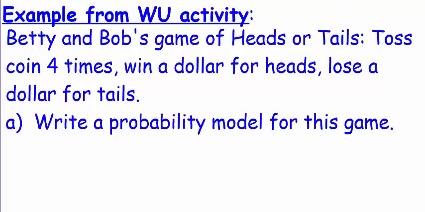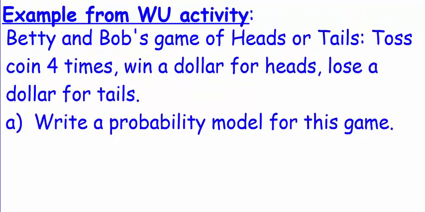All right, so if you recall from last class, there was the problem with Betty and Bob's game of heads or tails. And you toss the coin 4 times, you win $1 for heads, lose $1 for tails. Now what you're going to do is try to create a probability model. So you might want to try sketching a tree diagram so that you can get all the different possible outcomes of getting heads and tails, and then use that to help you set up what that probability model would look like.